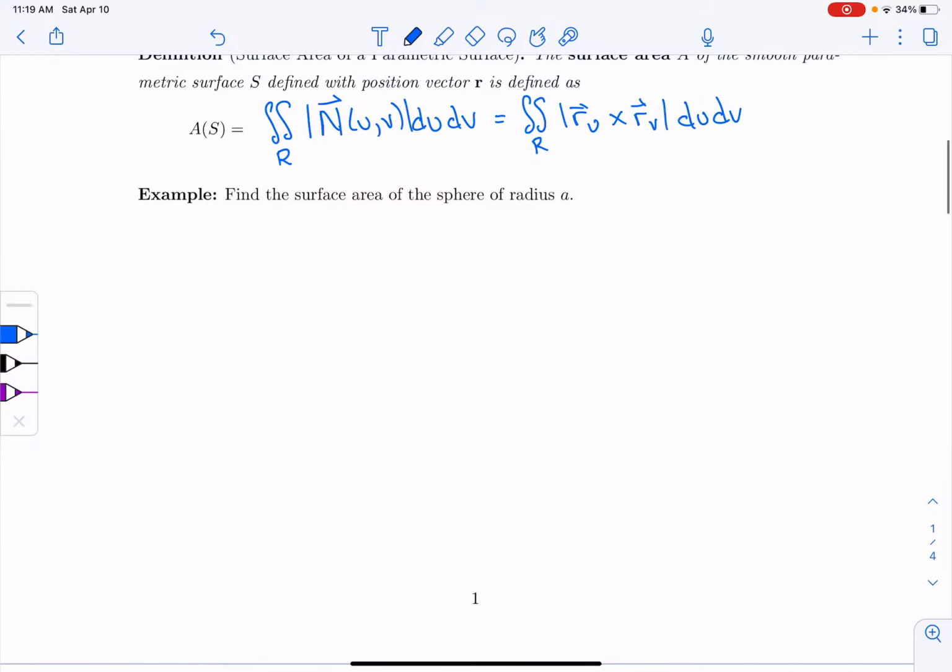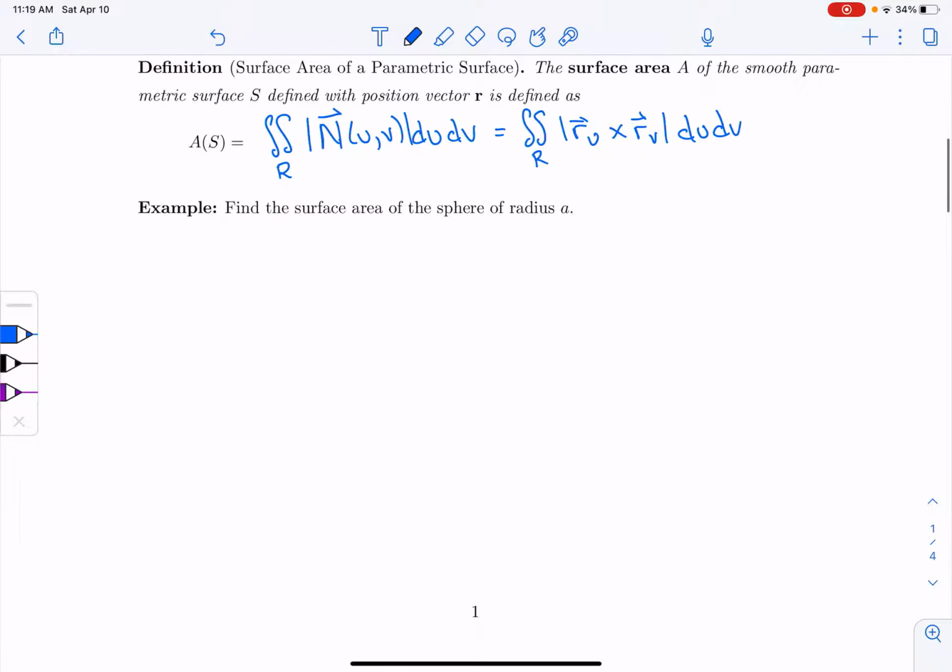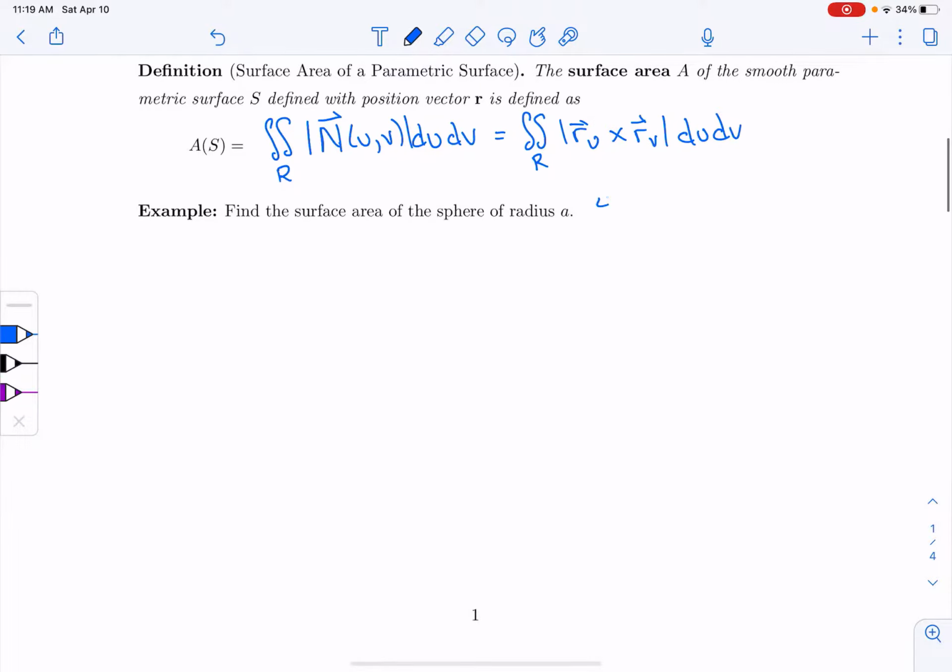You might recall that a sphere of radius a has surface area 4 pi a squared. But you might ask yourself, where does that formula come from? How do we know that that's the surface area of a sphere? Well, we can use this technique.